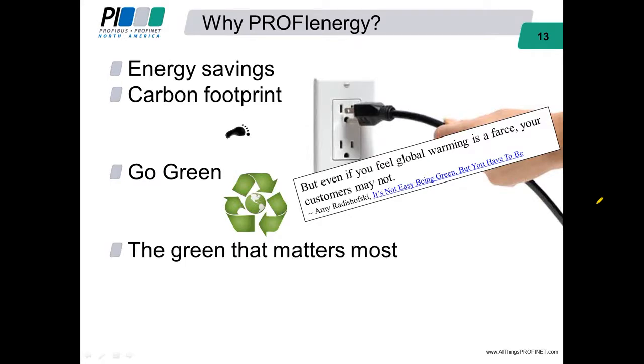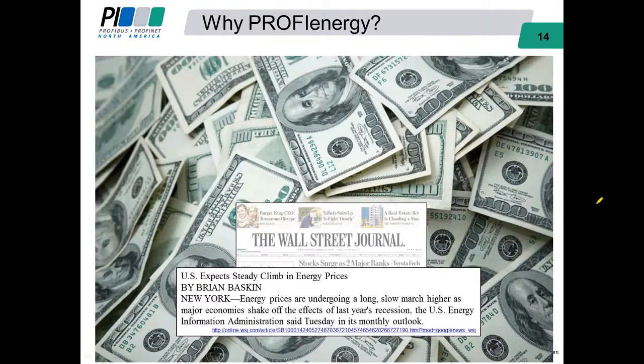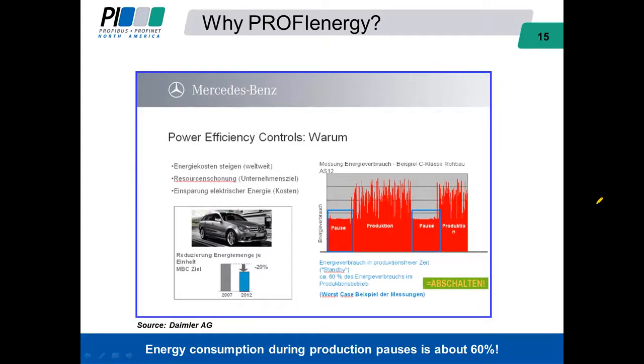However, if I start talking about this kind of green and put an ROI showing energy savings, energy utility bill savings, then that has a pretty good chance of being accepted. And of course, we've all seen energy costs rise quite dramatically here recently. Even the chairman of Walmart says, go green for the money, not for the image. So that's a little bit of background on why we should be interested in PROFIenergy.